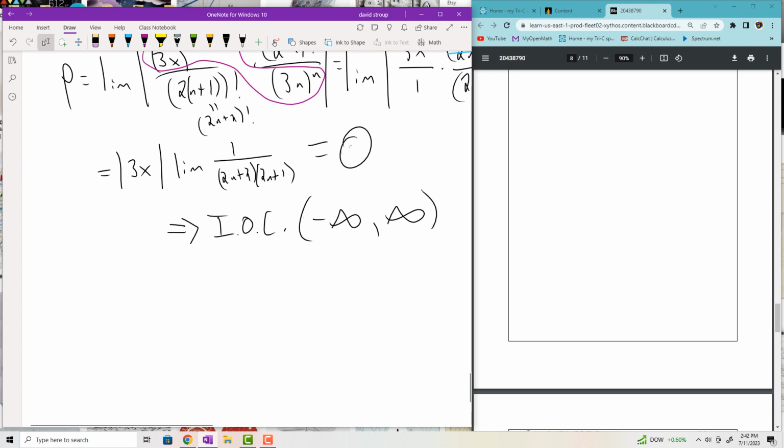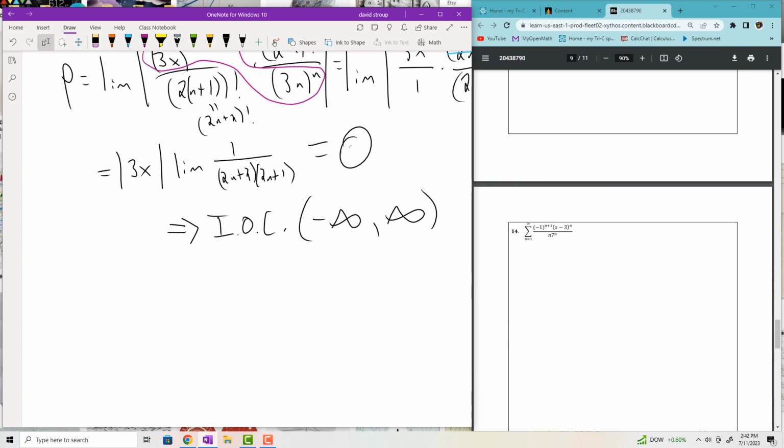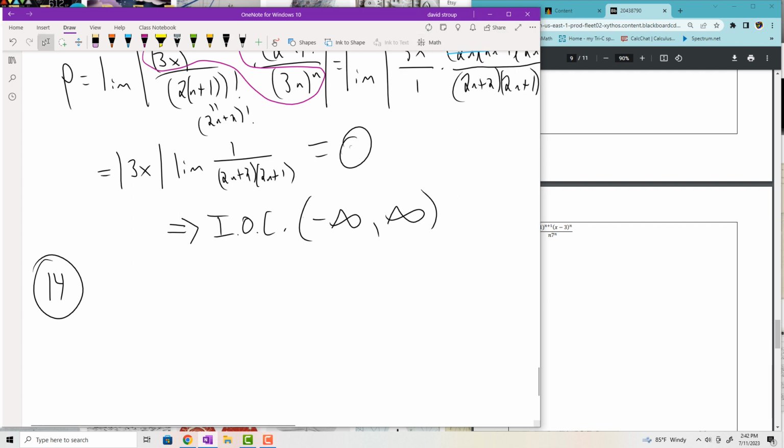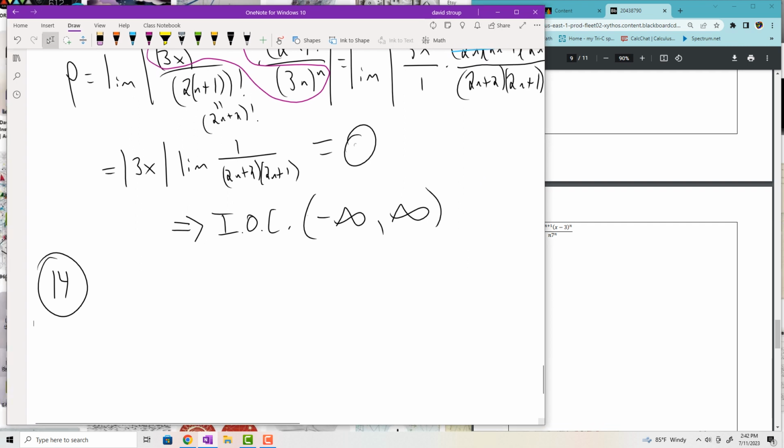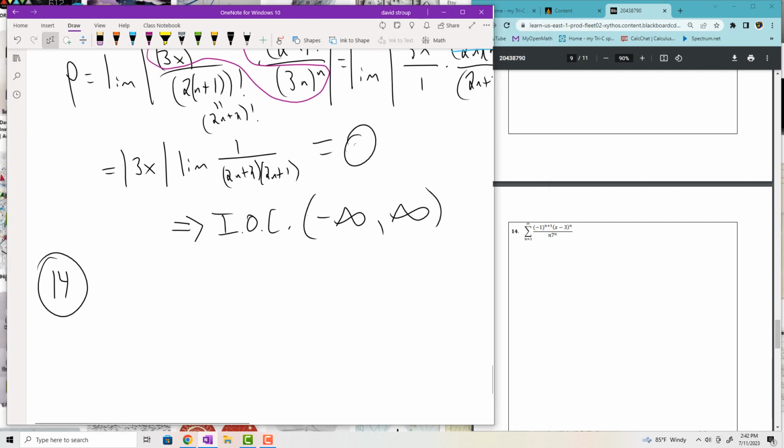So it's easy when it converges nowhere or it converges everywhere. So the case where it converges nowhere, usually it will converge at the center, because at the center it will just equal 0. But the hard problems are the ones where you're converging on an interval, right? And number 14 is that flavor.